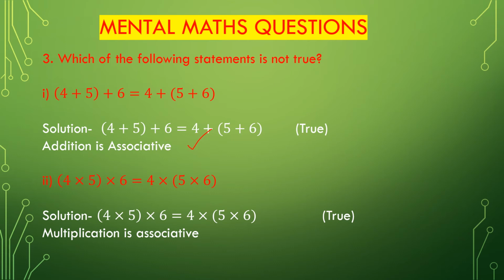And second is 4 multiplied with 5, inside the bracket, multiplied with 6 equal to 4 multiplied with 5 multiplied by 6, with 5 multiplied by 6 inside the bracket. That is true. This is the multiplication of whole numbers is associative. Multiplication is associative in whole numbers. This is the associative property of multiplication in whole numbers.